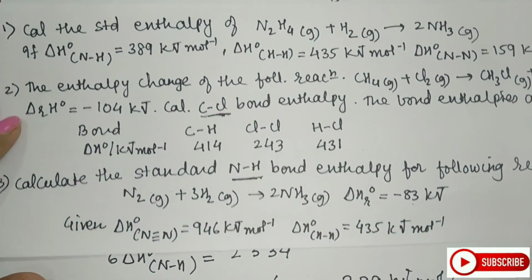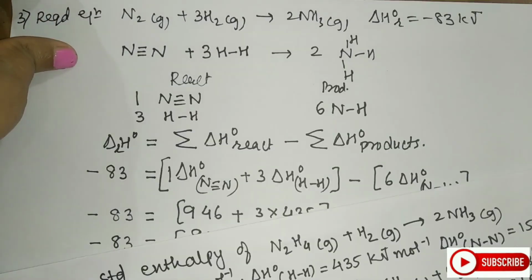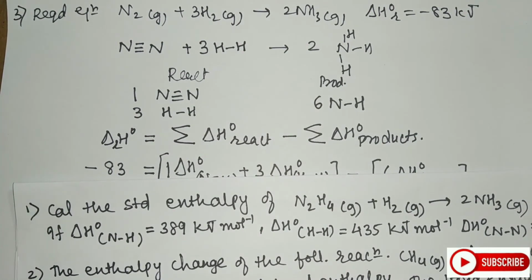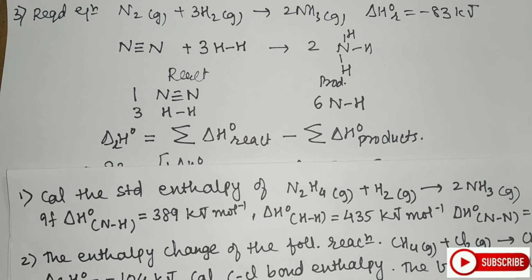If this question is asked, this question can be for 3 marks. And so students, please, you have to focus on the equation itself, that is the total summation of enthalpies of reactants minus total summation of enthalpies of products. I hope you have understood the concept of how to solve the problem.